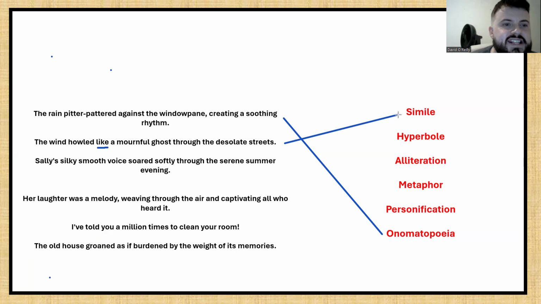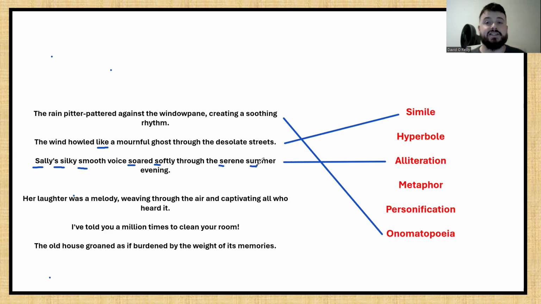And then we've got Sally's silky smooth voice soared softly through the serene summer evening. And of course, that is alliteration. We've got, once again, that S sound. Let's have a look. How many do we have? We've got Sally's silky smooth voice soared softly through the serene summer evening.